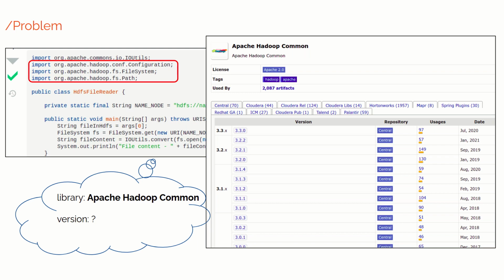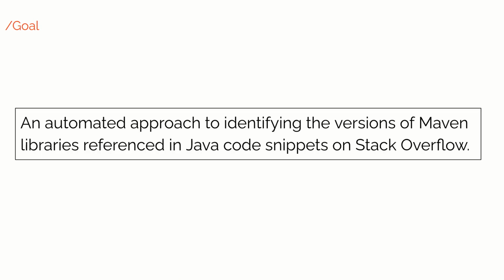Moreover, we find that Hadoop has three major lines, which means that relying on a version of Hadoop that is different from the one used in the code snippet might trigger incompatibility issues. So, in this work, we propose an automated approach to identify the versions of Maven libraries referenced in Java code snippets that are shared via Stack Overflow.